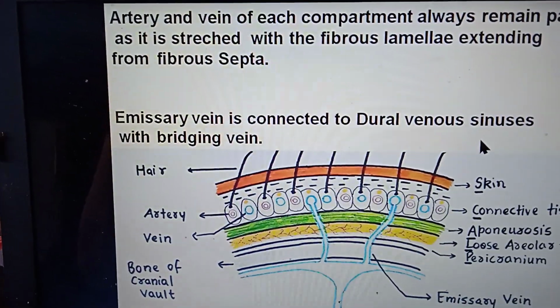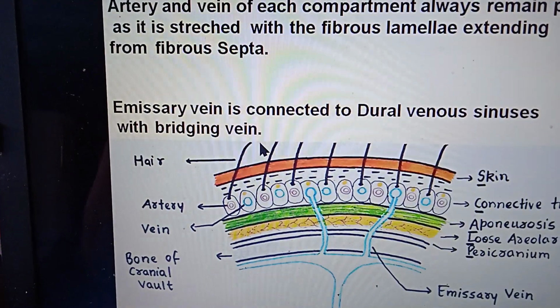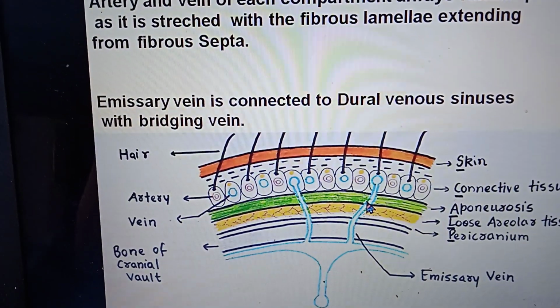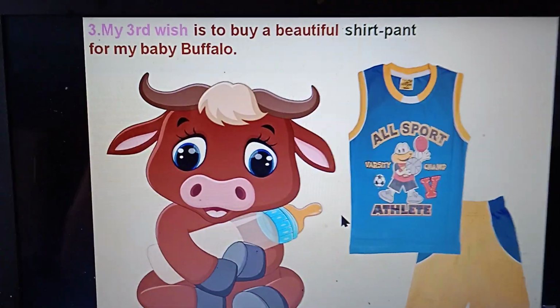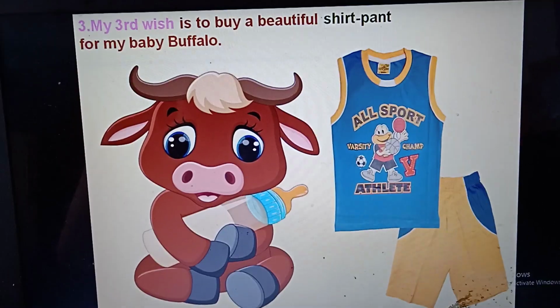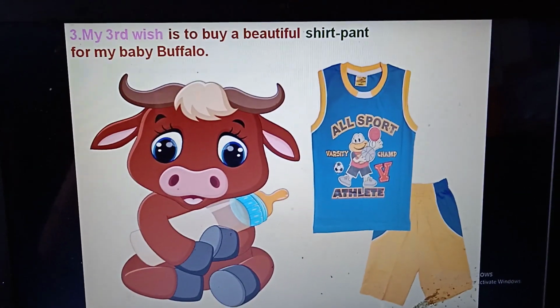Now the emissary vein is connected to the dural venous sinus with a bridging vein, which I have said earlier, like this. This one is the bridging vein. Now the third wish, this is about the third layer.